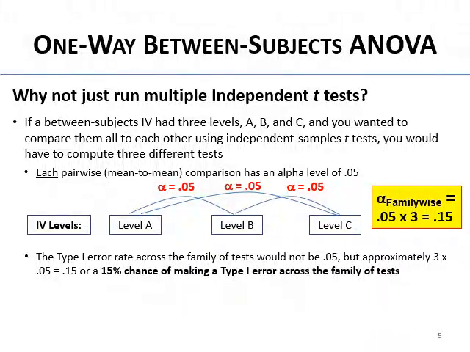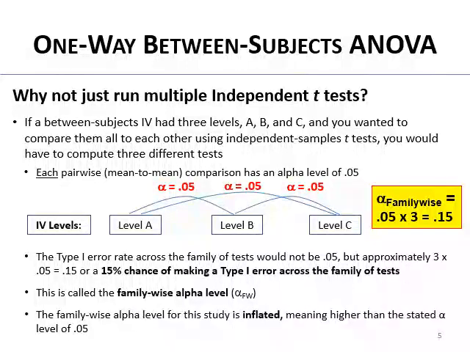So this is, again, type 1 error inflation, because you're doing multiple tests on your data. The data are related. It increases your type 1 error rate, and that's bad. You don't want a 15% chance of rejecting the null when you shouldn't. That is a type 1 error. So that is called your family-wise alpha level, or alpha family-wise. And for this study, it is inflated, meaning that it's higher than what you think it is, your alpha of 0.05. It's actually 0.05 times 3. So this is why you don't want to do 3 independent samples t-tests. You want to do this ANOVA, because I'll show you why in a sec.